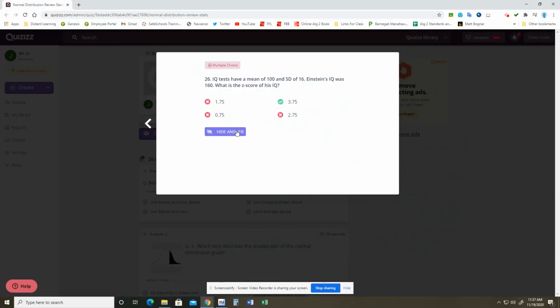Now, again, in terms of standard deviations, anything past 2 standard deviations away from the mean, either positive 2 or negative 2, is considered unusual. Anything beyond 3 is extraordinary. But that was the review of the quizzes that we did in class.